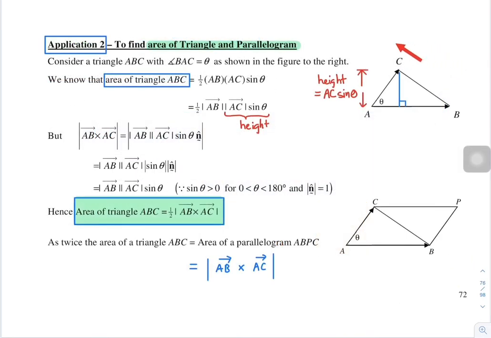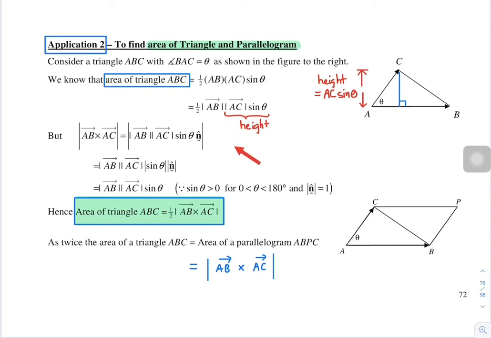Now, the second application of the cross product is to find the area of a triangle and also the area of a parallelogram. Now, consider a triangle ABC with the angle BAC as theta. We know the area of the triangle ABC using the formula is a half AB AC sine theta, where AC sine theta is actually the height of this triangle. Now, the length of the line segment AB and the length of the line segment AC is actually the magnitude of the vector AB itself and the magnitude of the vector AC itself.